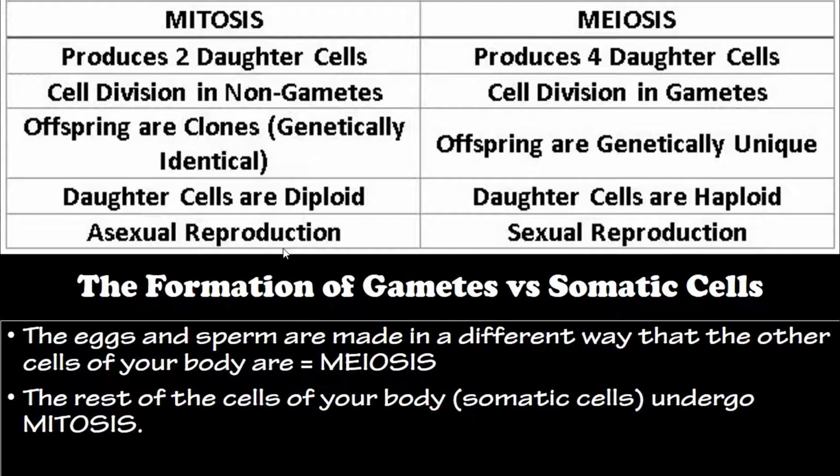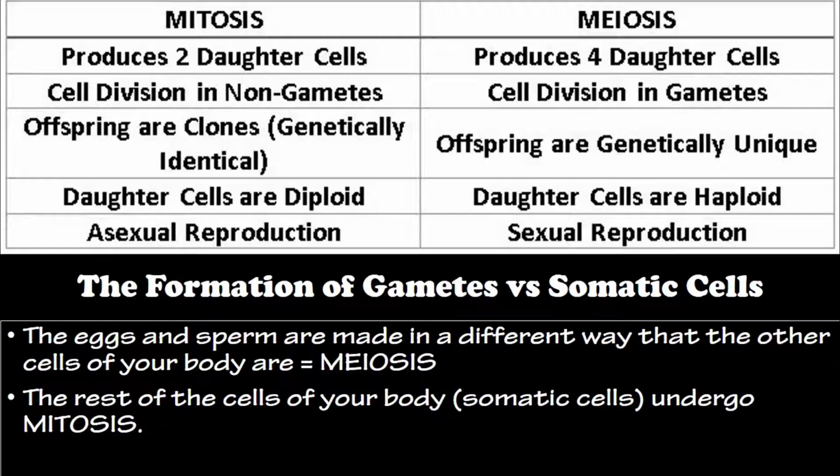The eggs and sperm are made in a different way than the other cells of your body. Eggs and sperm are gametes and they form through the process of meiosis. The rest of the cells of your body, the somatic cells, undergo cellular reproduction using mitosis. In mitosis, one parent cell will produce two daughter cells. In meiosis, one parent cell will yield 4 daughter cells.